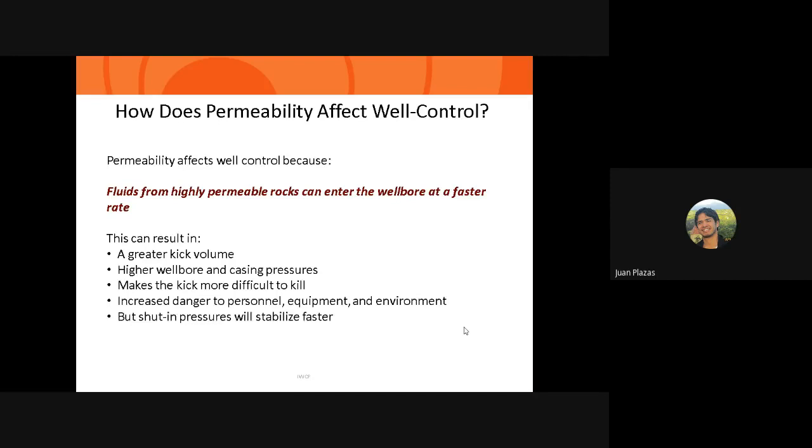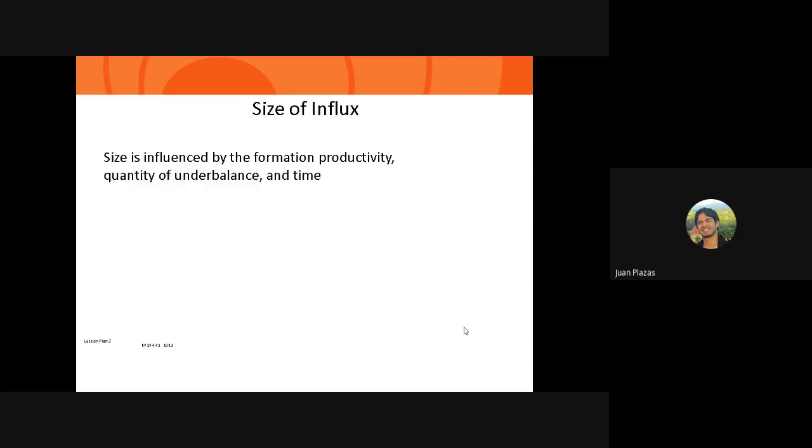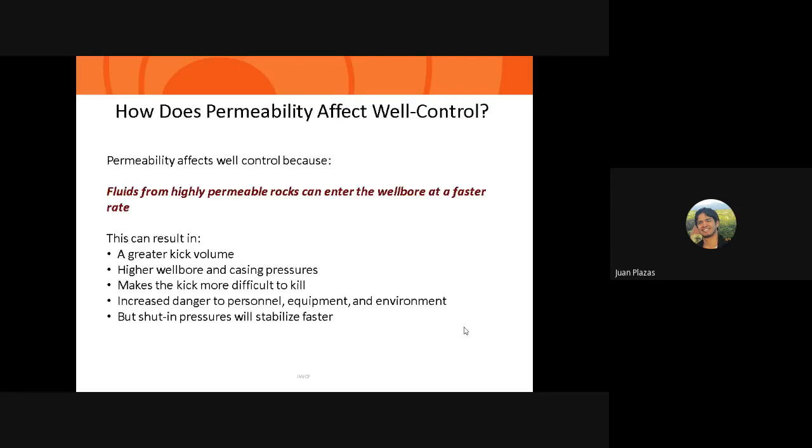But shut-in pressure will be stabilized faster. The fact that your permeability is higher than in a tight formation, you have very good permeability, means the time for the pressure to stabilize is faster. So it's good. As soon as you close the well, you will see the stabilized pressure on surface.